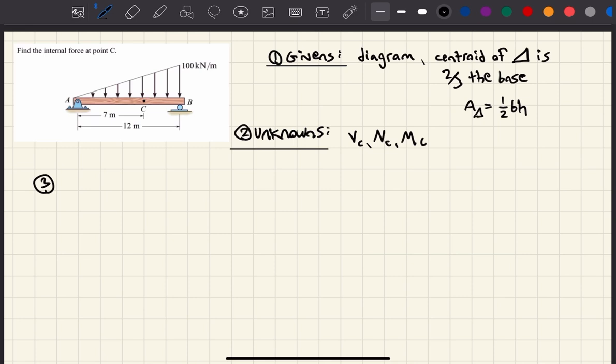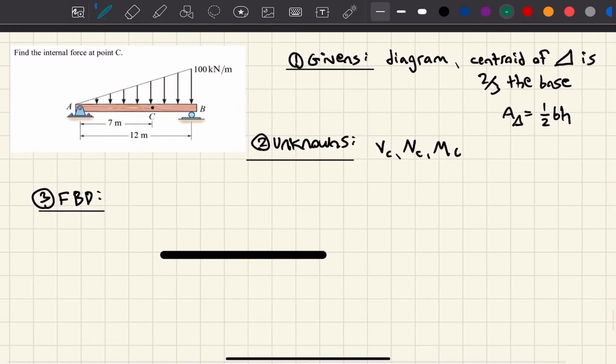What can we move on to now? We can move on to the fun stuff, the free body diagram. We have this thing right here. We have point A right here, point C about here, and point B over here. The dimensions are as follows. This in its entirety is 12 meters. From here to here is 7 meters. From A to C is 7 meters.